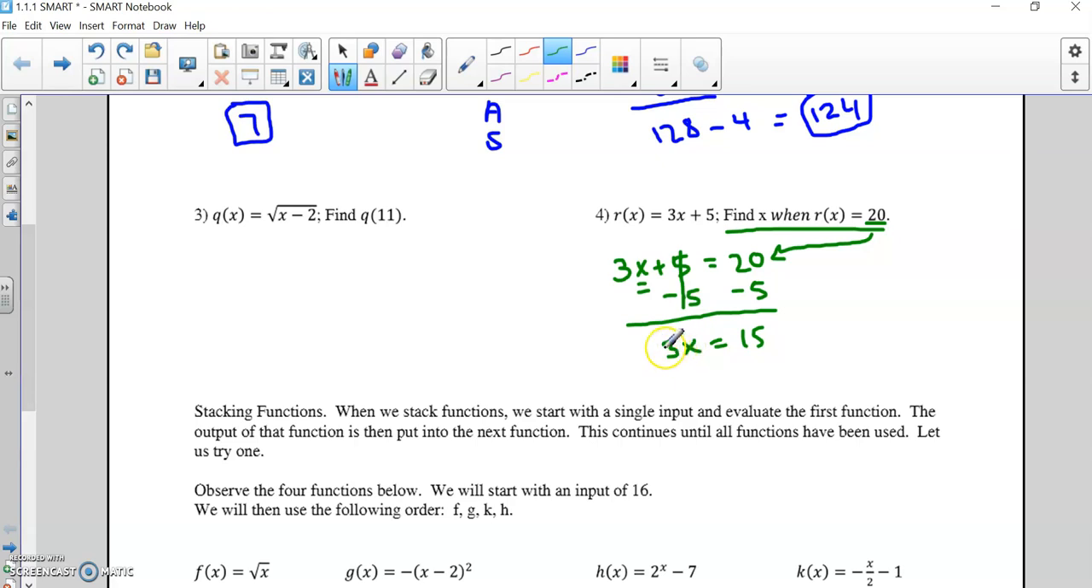So now we have 3 times x equals 15. So to get rid of this 3, we need to do the opposite operation. So if 3 is being multiplied by x right now, we need to go ahead and divide both sides by 3. That's why we subtracted up here, because initially it was a plus 5. So dividing these by 3 makes that 3 go away, and we end up with a final answer of 5. And we got that by doing 15 divided by 3.